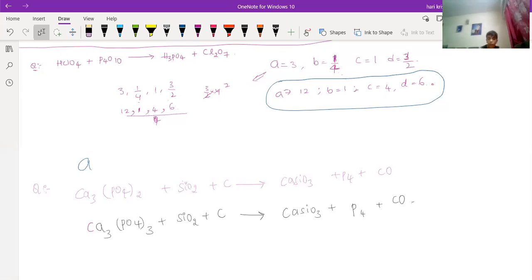Sir, but we don't have PO4 on the RHS. One more thing, this is not the 3, this is the 2. So, sir, we have to take the phosphorus as one element, right? Yeah, phosphorus is another separate element.